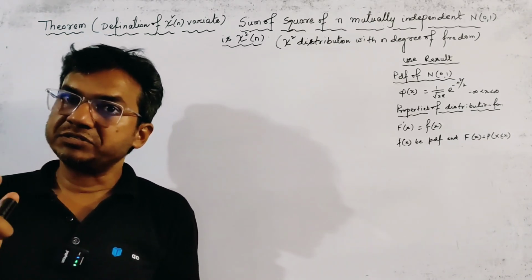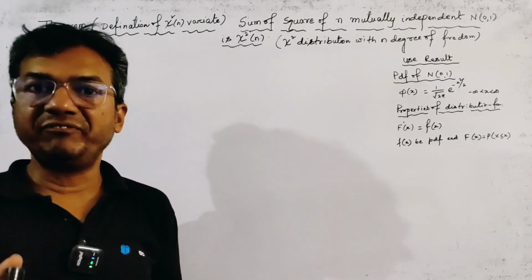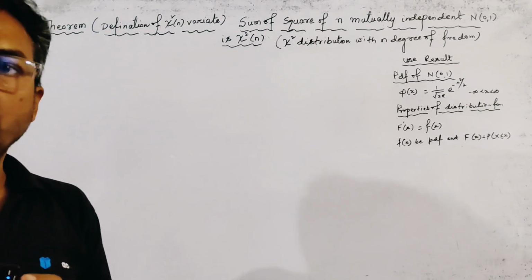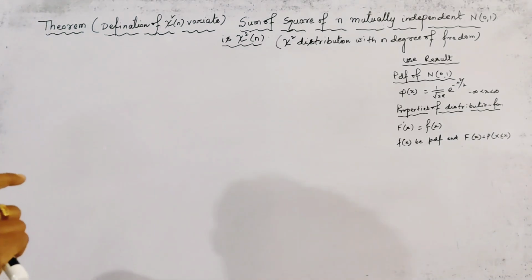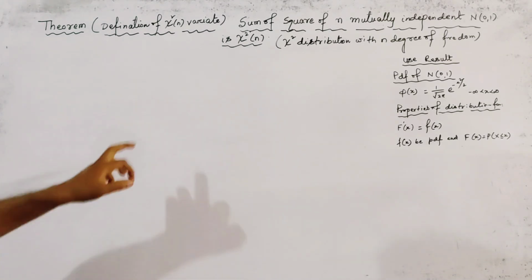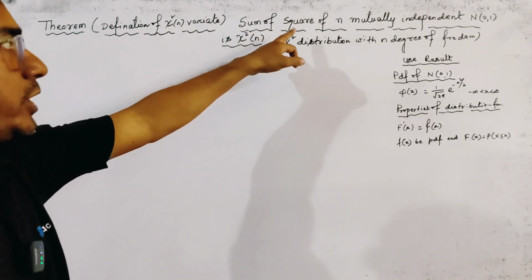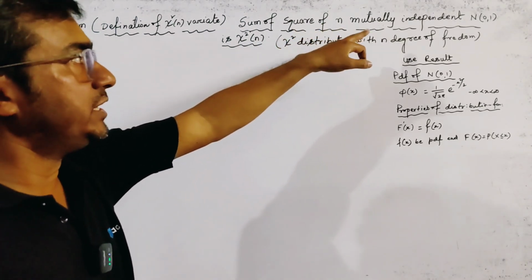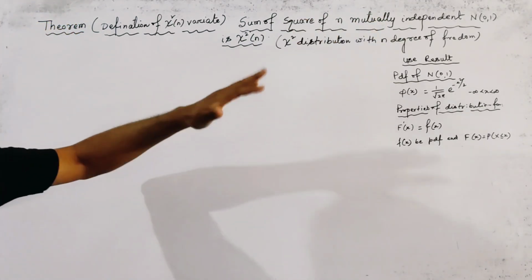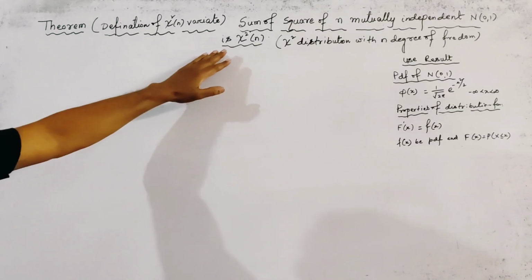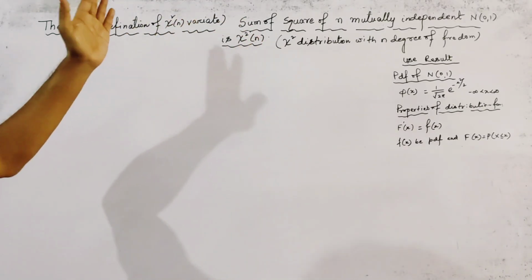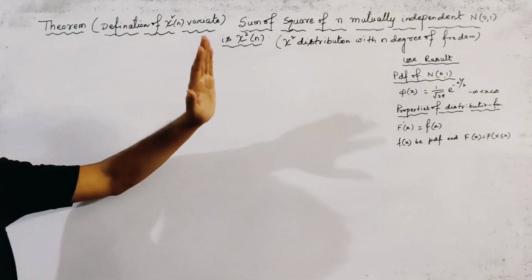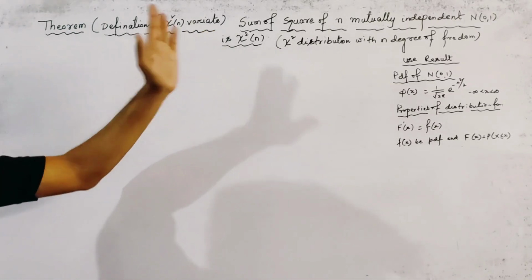We already said about the definition and the PDF of Chi-Square variate. The definition of Chi-Square variate is given by the sum of squares of n mutually independent normal 0 1, that is standard normal, variates. We defined this in the previous lecture, and in this lecture we prove it.